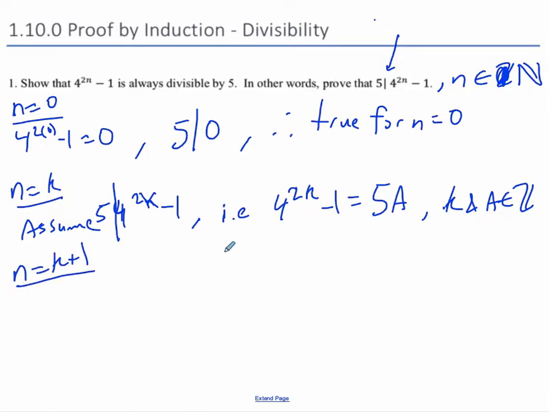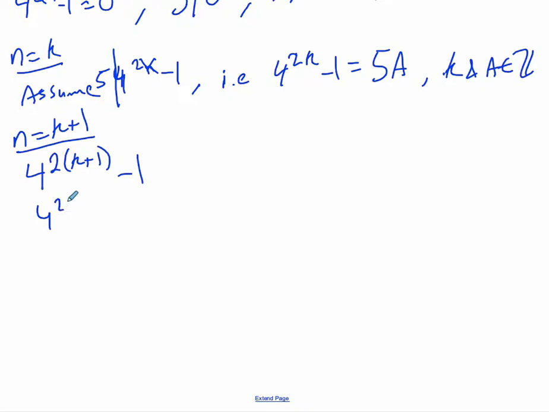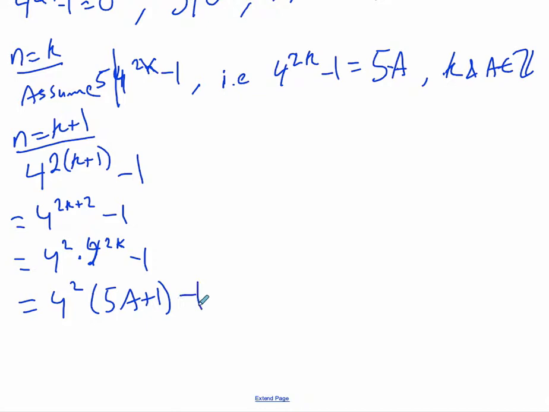We start with k plus 1 substituted for n. Okay, and we'll simplify the exponent here. Now, we can split this up into 4 squared times 4 to the power of 2k minus 1, right? And then we have 4 to the power 2k, which we can substitute with 5a plus 1 using this equation right here. So we have 4 squared times 5a plus 1 minus 1, and we just use our assumption, so I'm going to write by assumption here.